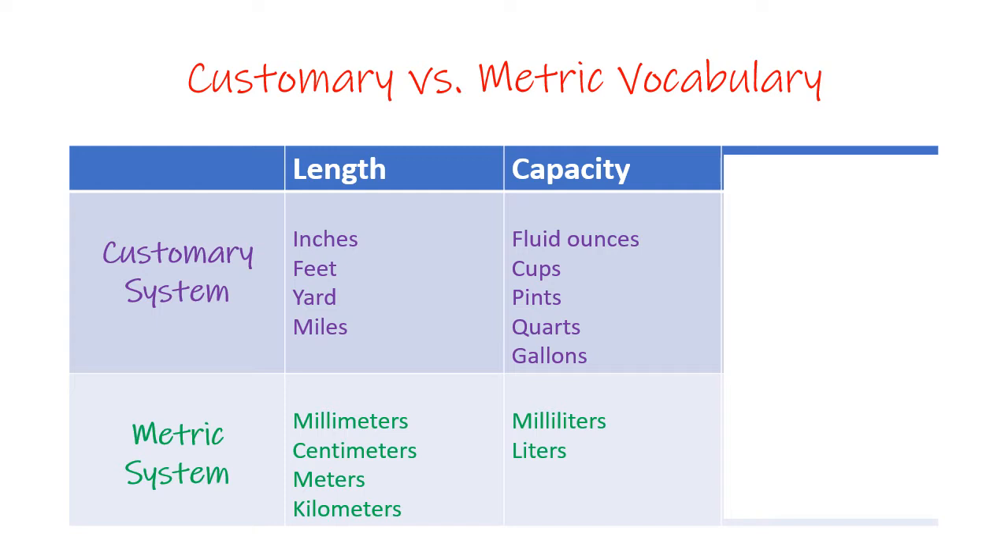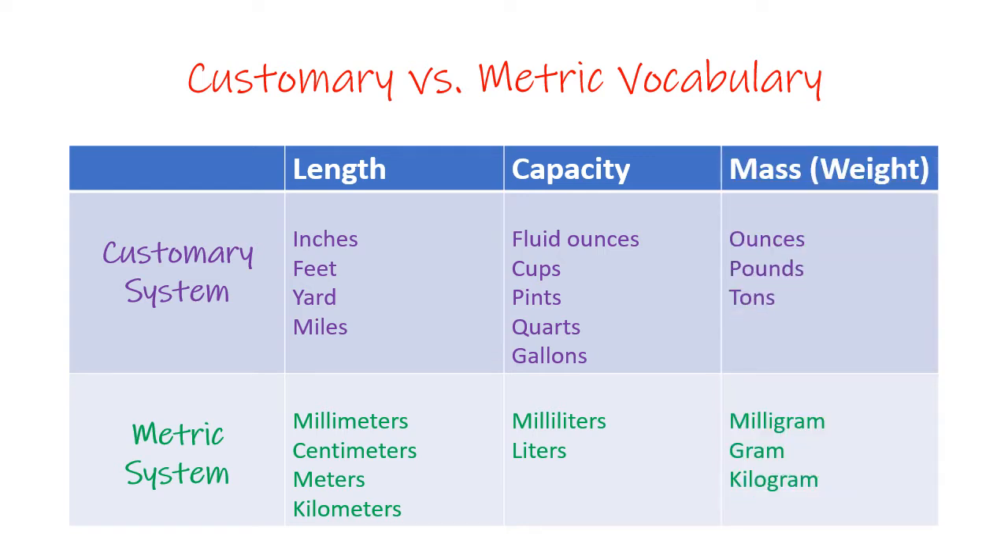Okay, next is capacity or liquid. So in the customary system, we use fluid ounces, cups, pints, quarts, and gallons. And in the metric system, they use milliliters and liters. And lastly, to measure weight or mass, in the customary system here in the United States, we use ounces, pounds, and tons. And in the metric system, there are milligrams, grams, and kilograms. Again, there are more. Those are just the three most commonly used units of measurement for mass.